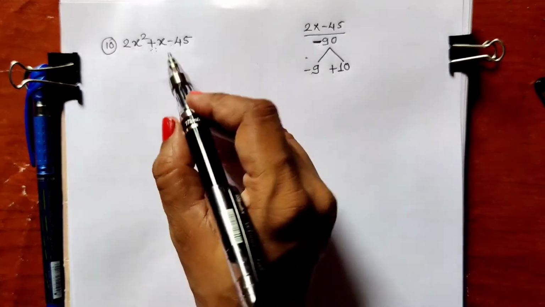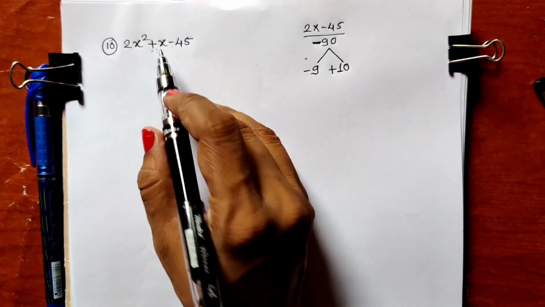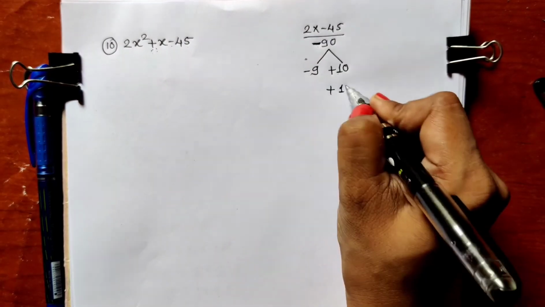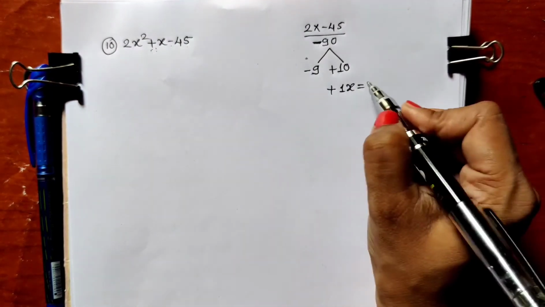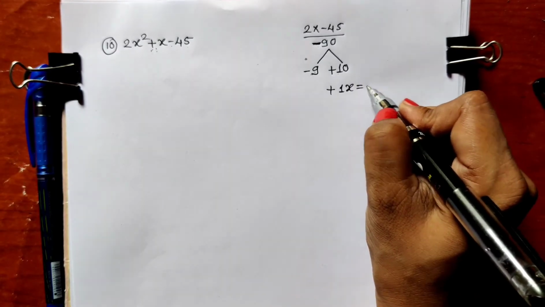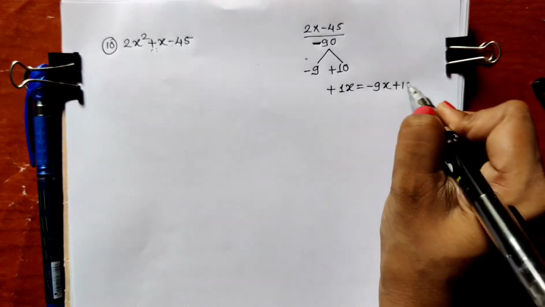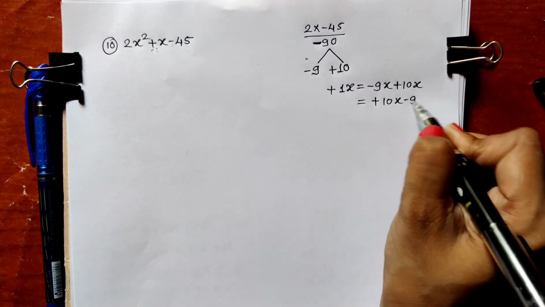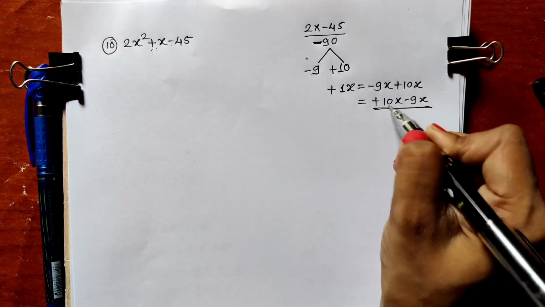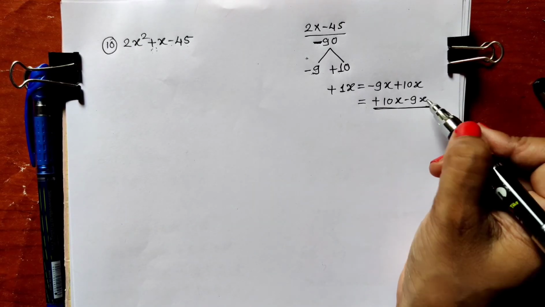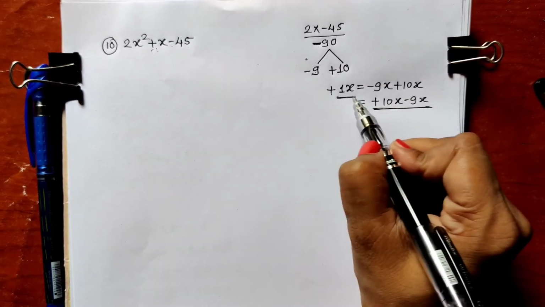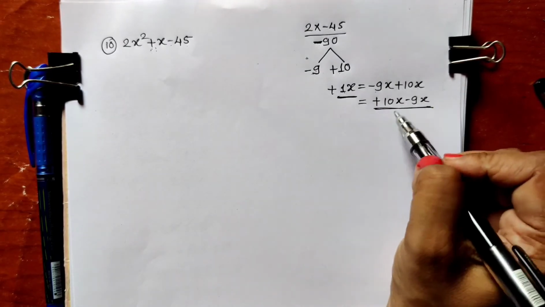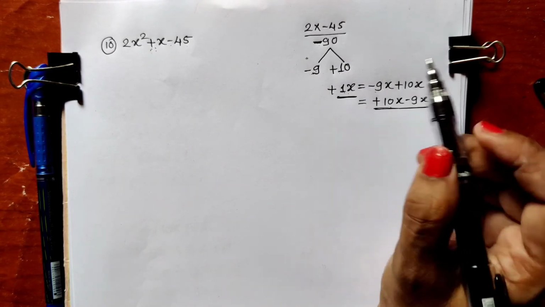Now we will be splitting the middle term 1x. Middle term is plus 1x. So plus 1x can be written as minus 9x plus 10x. Or it can be written as plus 10x minus 9x also. You can write bigger factor first, smaller factor afterwards. Doesn't make any difference, because in the end answer is same. Minus 9x plus 10x is plus 1x, or plus 10x minus 9x is also plus 1x.